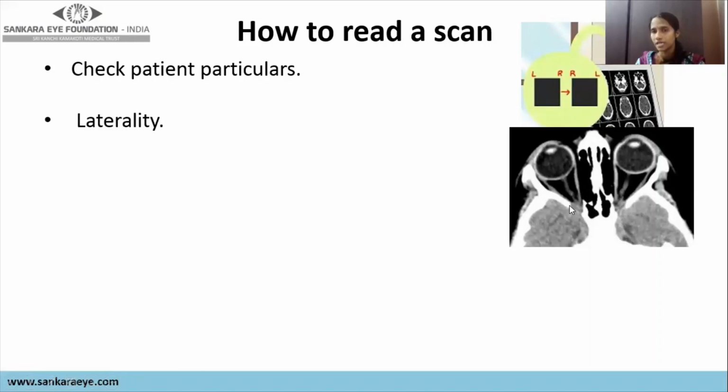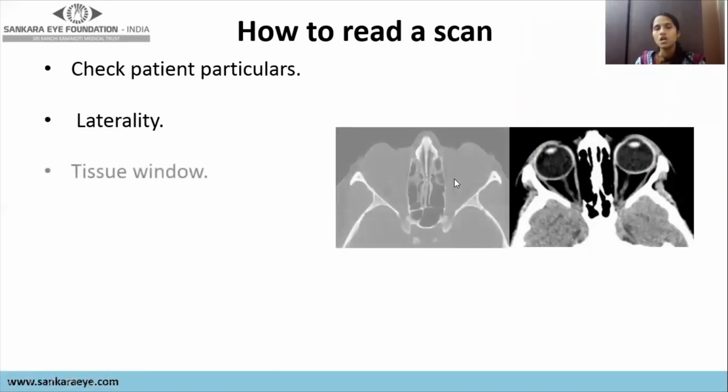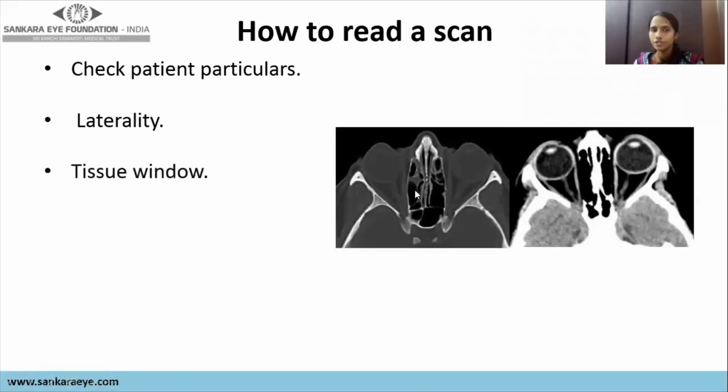Therefore, in this film, this is the right eye and right orbit, and this is the left eye and left orbit. After this, you need to know about the tissue window. For this, you need to understand the window width and window level, which I will not be discussing here. But in short, in an orbital CT scan, we have a bone window and a soft tissue window. In these two images, this is the bone window and this is the soft tissue window.